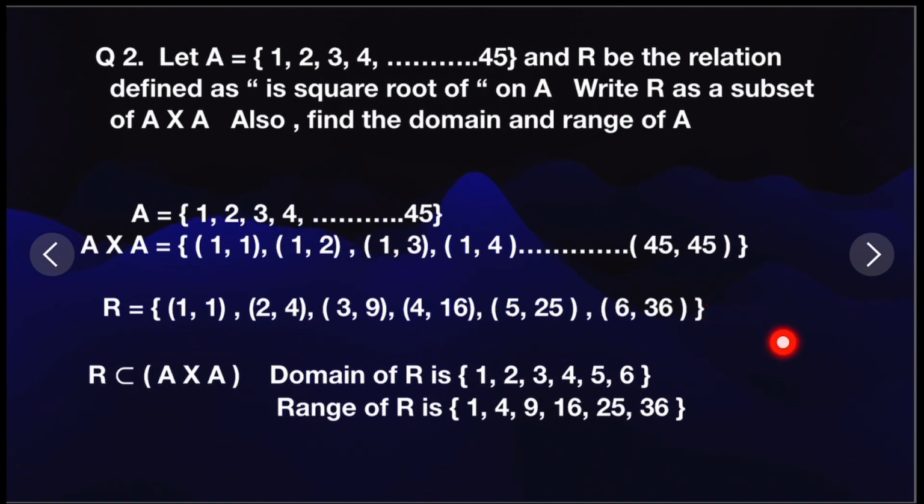So this is the set R, and the set is a subset of this set. All these ordered pairs will be in this A cross A. So what is the domain? Domain is all the x values like 1, 2, 3, 4, 5, 6. And the range is 1, 4, 9, 16, 25 and 36.